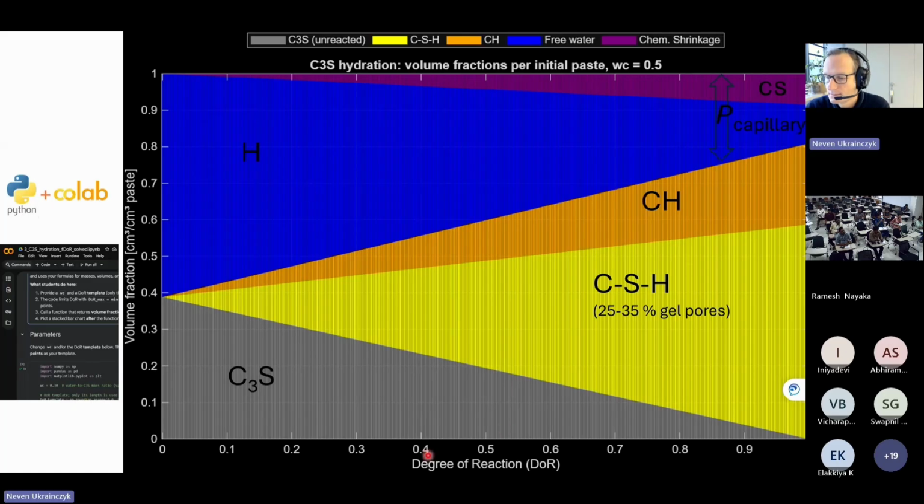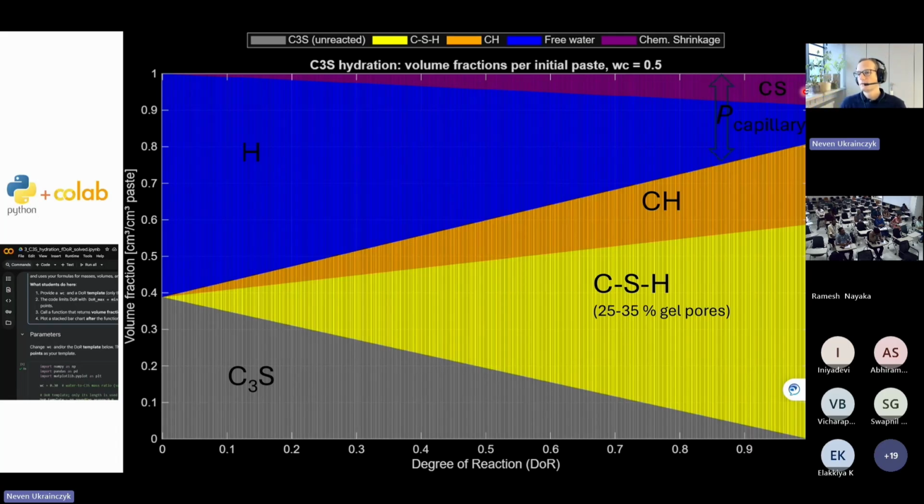And then as a function of the degree of reaction, we can calculate each of these points here, and we can get this nice graph where we can see how much CSH, how much Portlandite, how much water, and how much chemical shrinkage. Chemical shrinkage is very important, because you can see here it's almost 10% of the cement hydration by volume. 10% of the volume of the cement paste is chemical shrinkage.